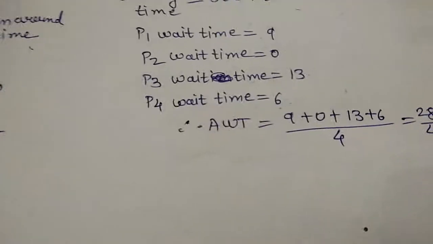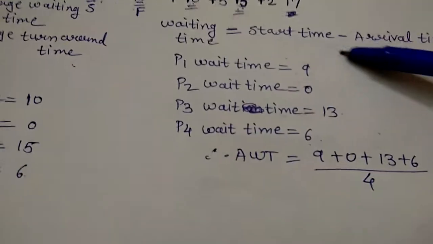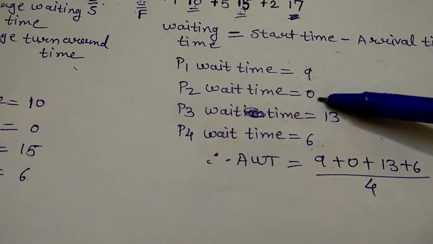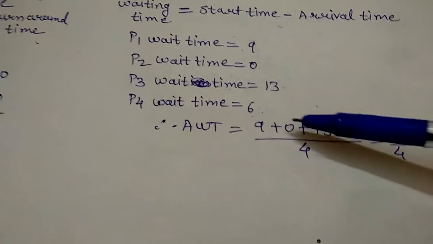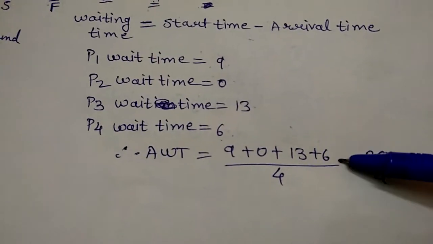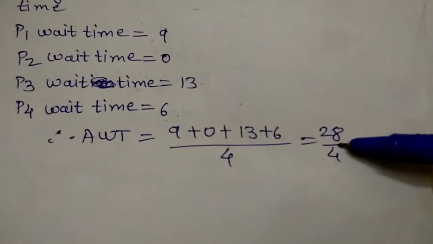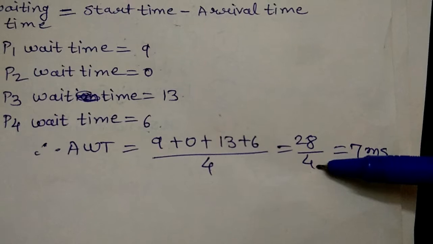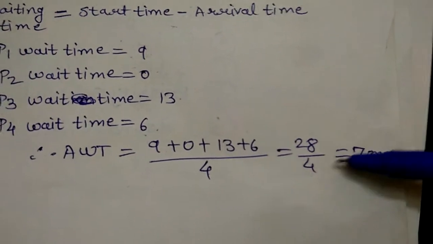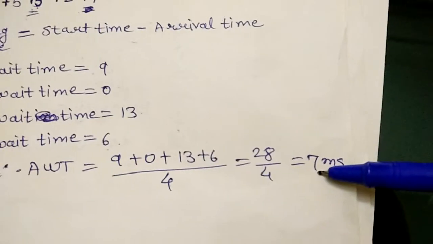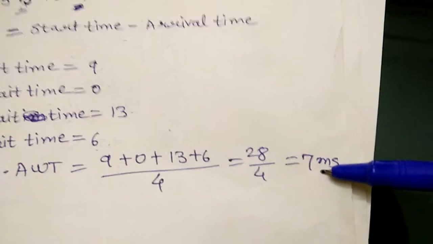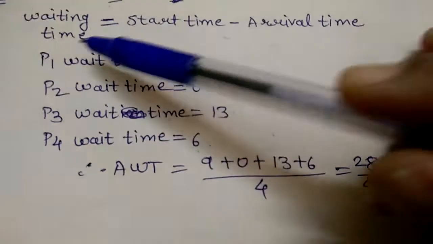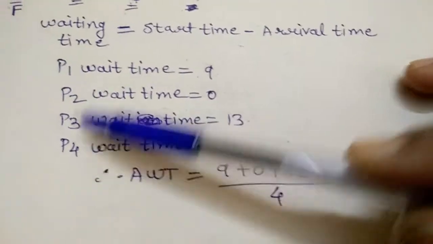Okay. Now we are going to add these waiting times of P1, P2, P3 and P4. So 9 plus 0 plus 13 plus 6. So that comes 28. The total comes 28. So 28 by 4 because the total number of processes are 4. So we got a value 7 milliseconds. So 7 millisecond is the average waiting time of these 4 processes.